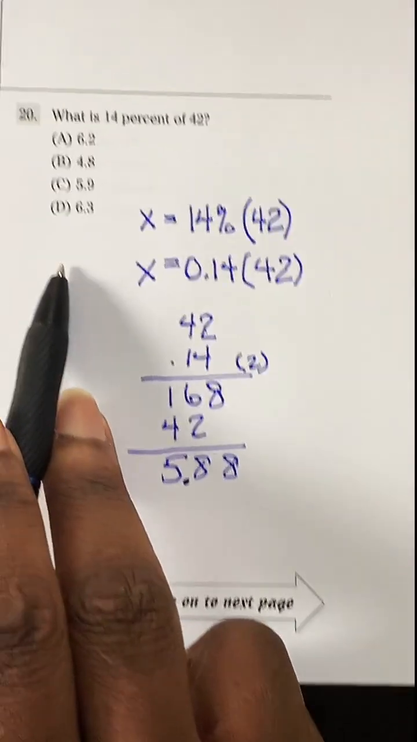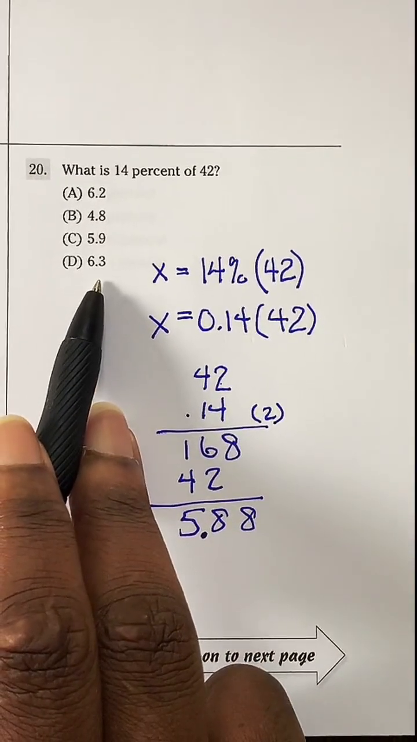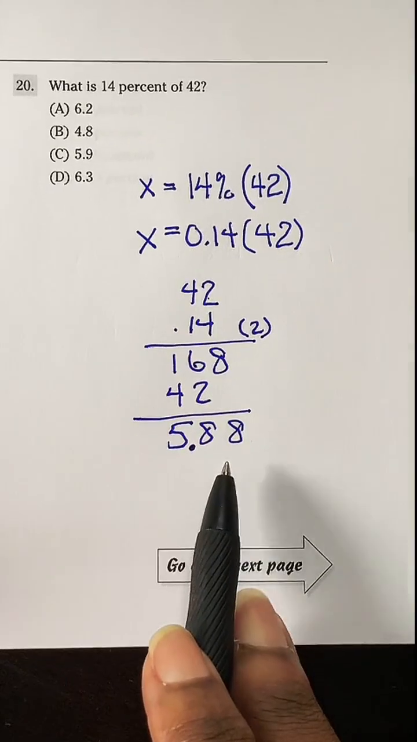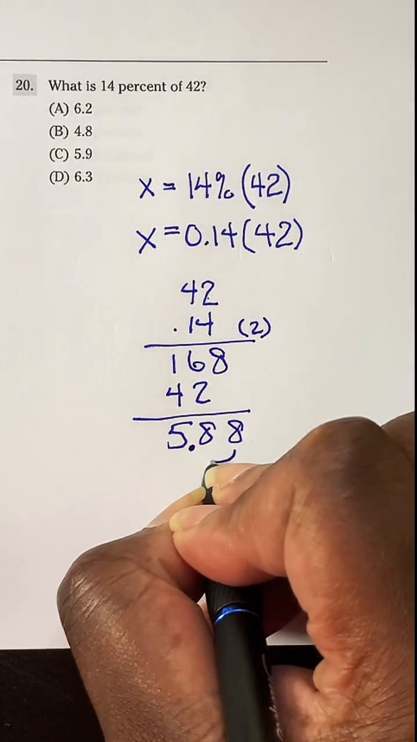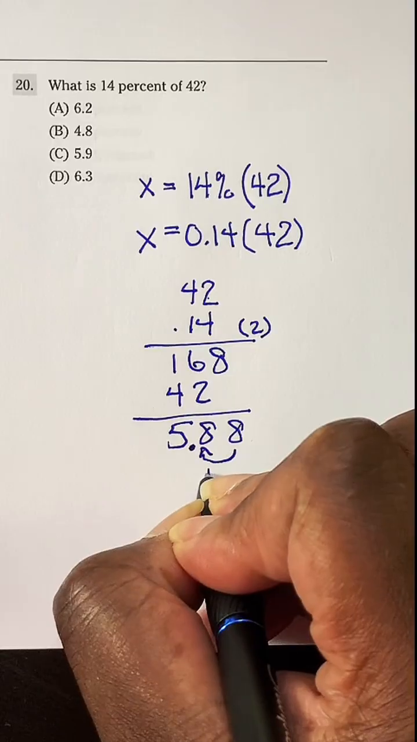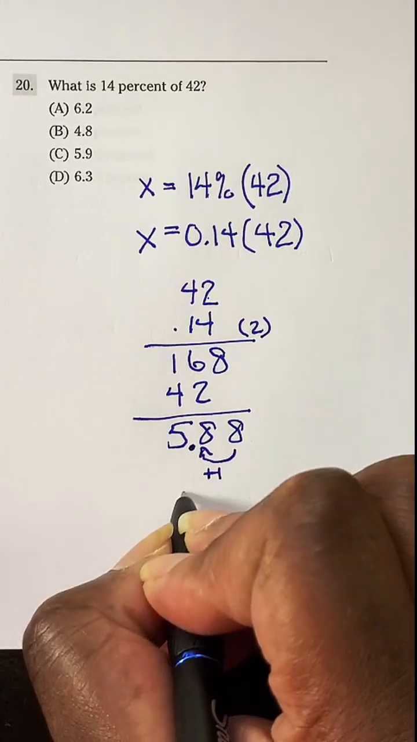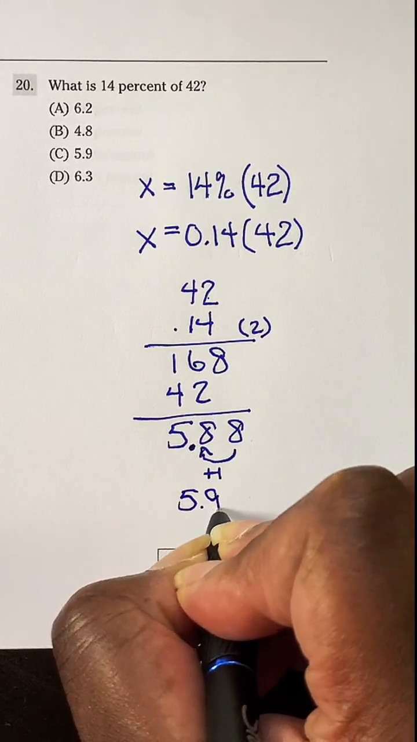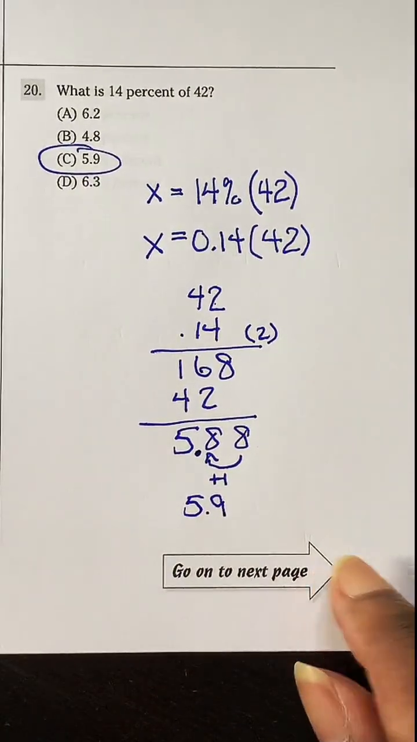But since their answers are in tenths, that means I need to round this. 5 and above, we give it a shove. So we're going to add 1 to this 8. That's why it's 5.9. And the answer is C.